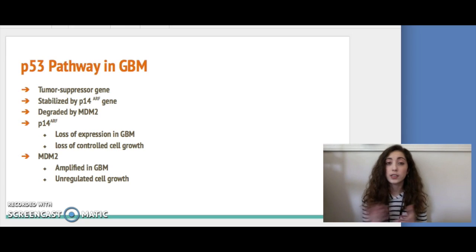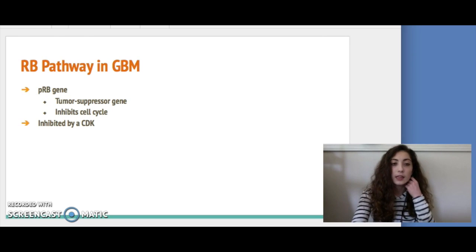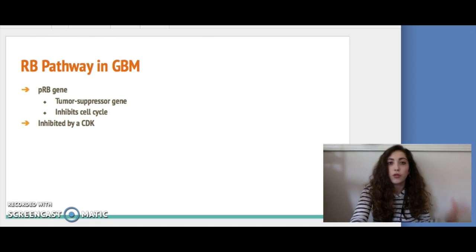Loss of expression of p14 contributes to about 76% of GBMs, and amplification of MDM2 is present in only about 10% of GBMs. So the loss of expression of the p14 gene has a much bigger role than MDM2 in GBMs. I hope that made sense. And the RB pathway in GBM is controlled by the pRB gene, which is a tumor suppressor gene. It inhibits the cell cycle, and the pRB gene is inhibited by a CDK, and since it can't control the cell cycle anymore, you're going to get overexpression or over cell division, which leads to cancer.